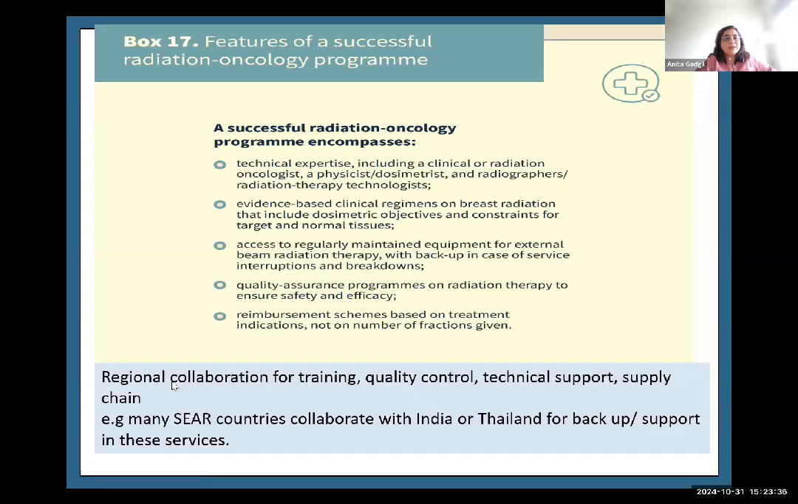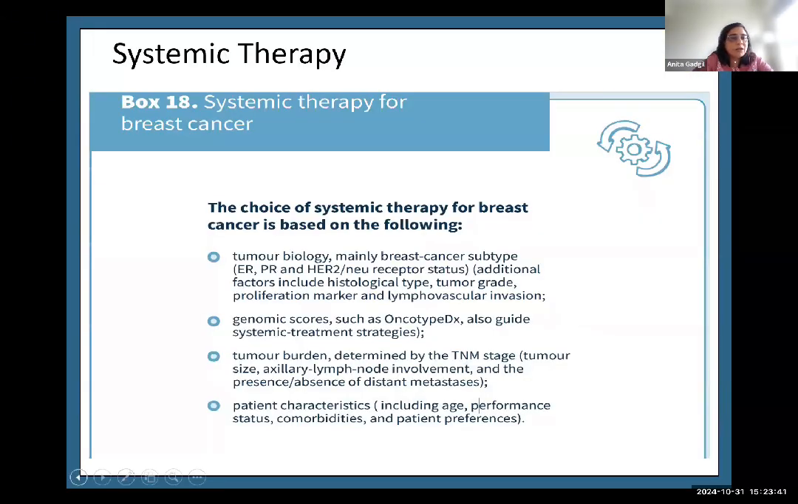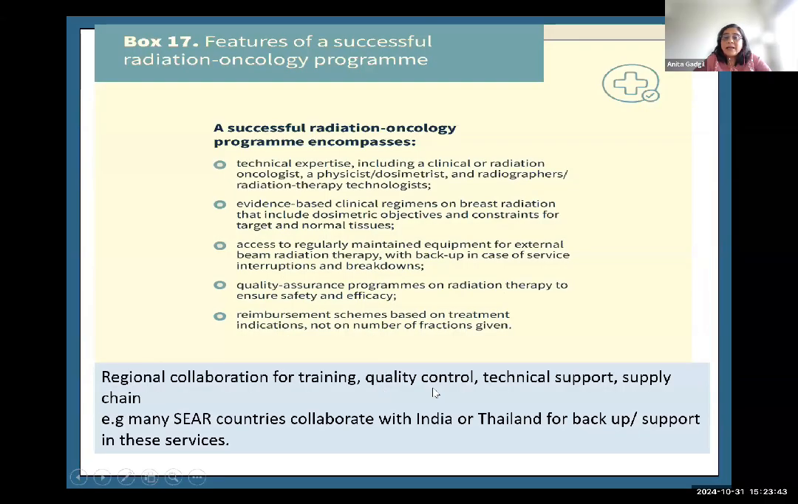So that is why many a times there's regional collaboration for training, quality control, and supply chain. For example, many countries collaborate with India, and some of them even collaborate with Thailand, whichever some of the countries that I visited, like some of them collaborate with Thailand for backup of technicians when the machines are down, or support services. So regional collaboration is extremely important for continuing these services successfully.